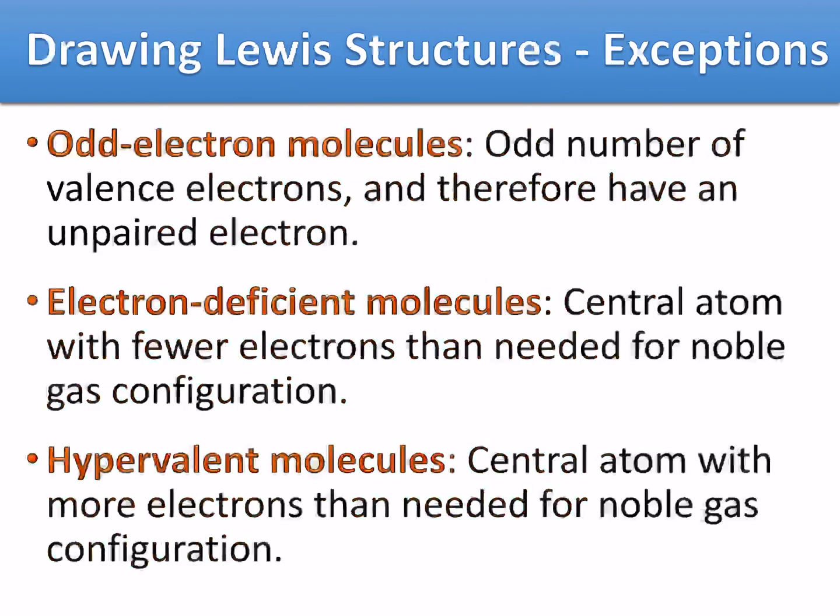There are a few exceptions to this octet rule. Remember, you are trying to complete 8 electrons, except for these cases. There are 3 main cases. There are odd electron molecules that cannot complete 8 electrons even if they wanted to, because it's an odd number of electrons. Usually everything that you're going to work with, except in these cases, has an even number of electrons. And when you have that case, it's easy to complete the 8 electrons. If you have an odd number, not so much.